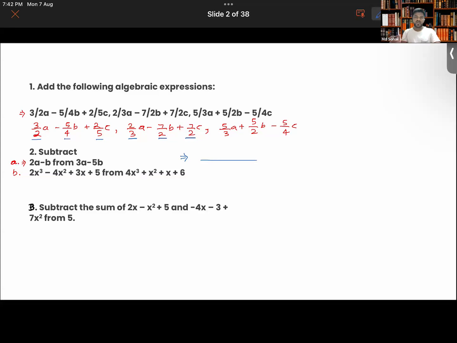And as we already know, subtraction can only take place between like terms, and addition can also take place between like terms only. Right. While multiplication and division can take place between like and unlike terms too.